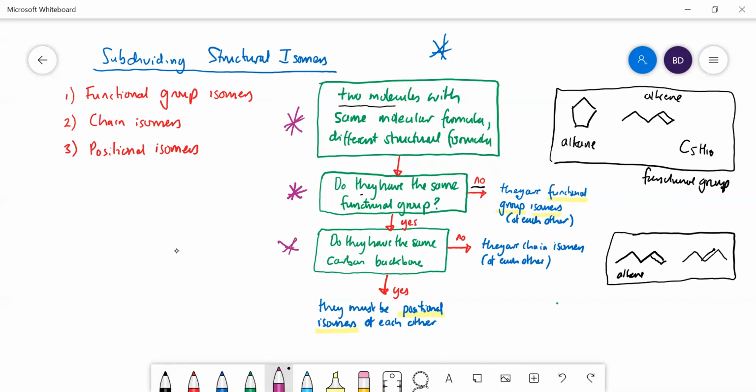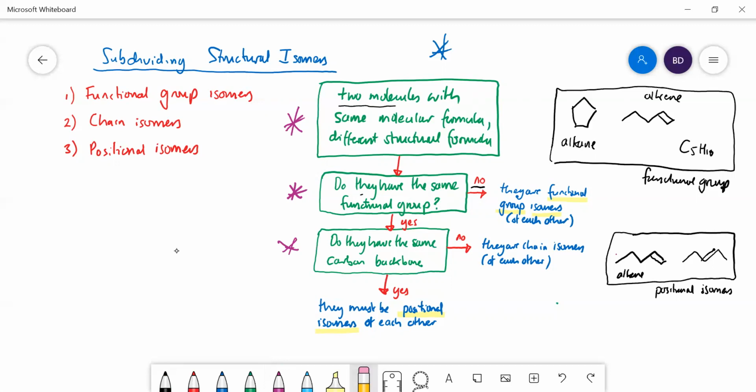Do they have the same carbon backbone? Well, they do, because they've both got 5 in a row. There's no branches, 5 carbons in a row. So the answer here is no, they're not chain isomers of each other. So the answer here is, these must be positional isomers. Okay, so they've got the same carbon backbone, the same functional group. The only difference is that the functional group is on a different carbon atom. So they're positional isomers of each other.